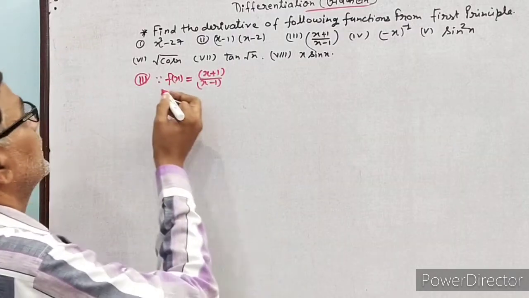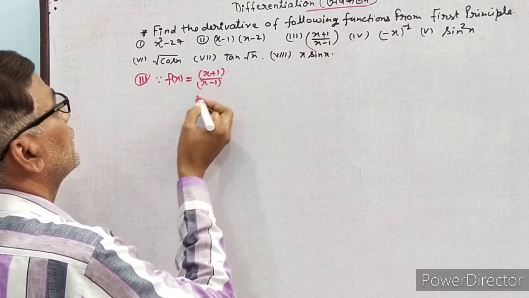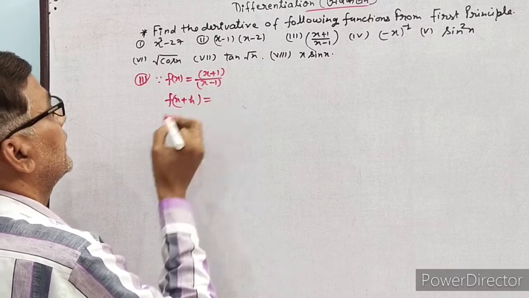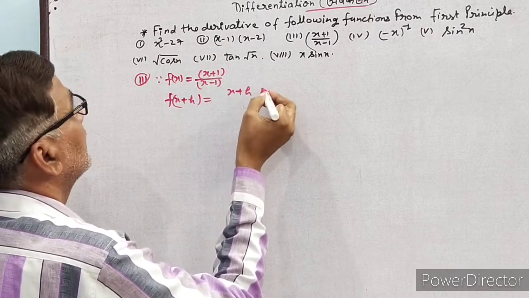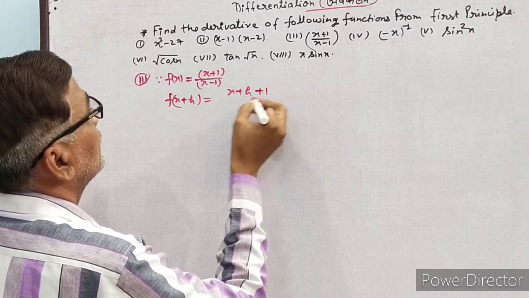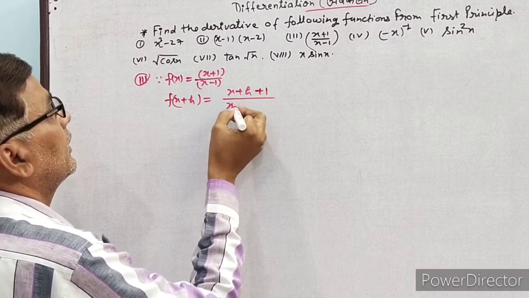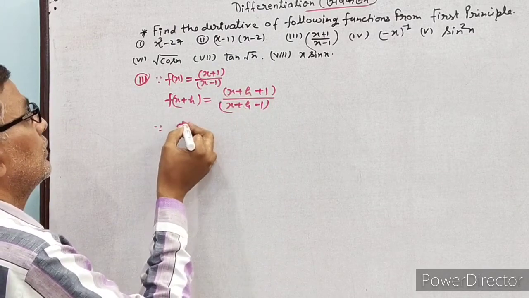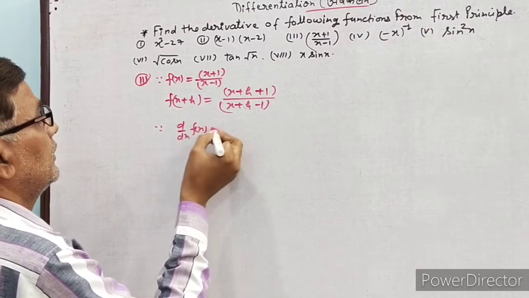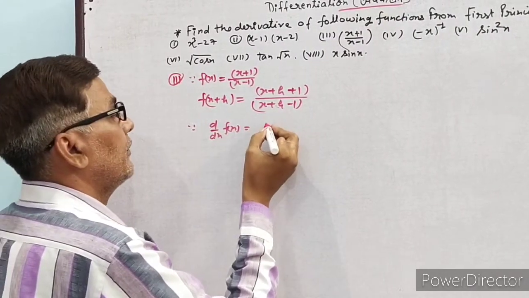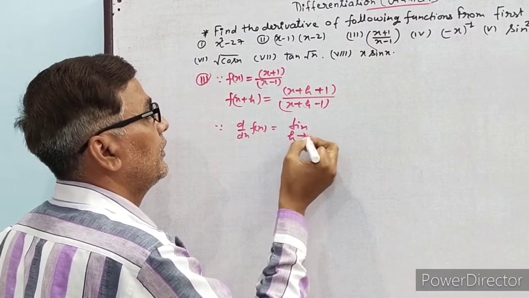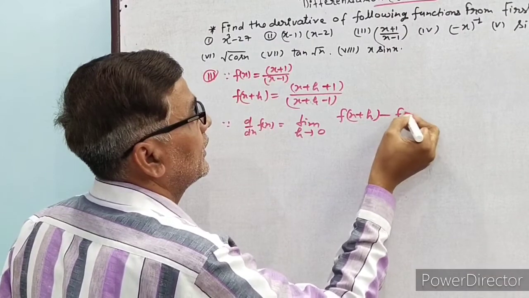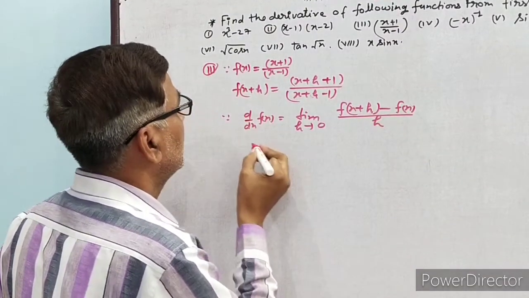Now we can solve question number 3, third part. f(x) is equal to (x plus 1) divided by (x minus 1). We can write f of (x plus h). On replacing x by x plus h, we have (x plus h plus 1) upon (x plus h minus 1). Now the first principle: d/dx f(x) is equal to limit h approaches 0 of f of (x plus h) minus f of x, divided by h.